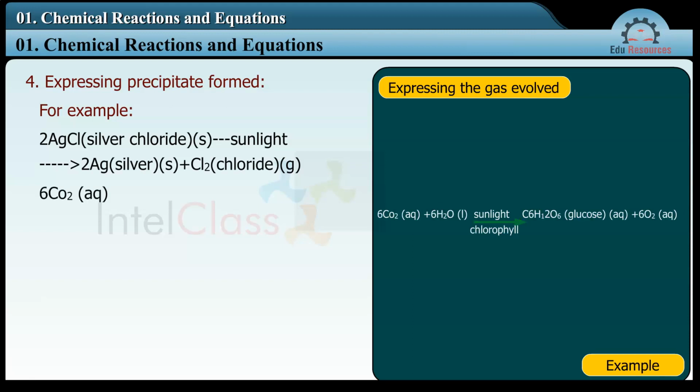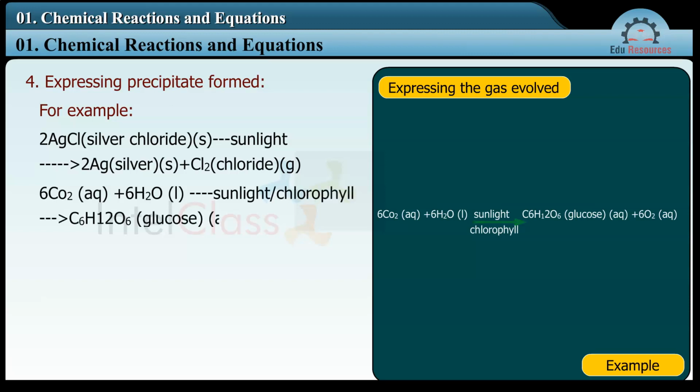6CO2(aq), carbon dioxide, plus 6H2O(l), water, in the presence of sunlight and chlorophyll gives rise to C6H12O6(aq), glucose, plus 6O2(aq), oxygen.